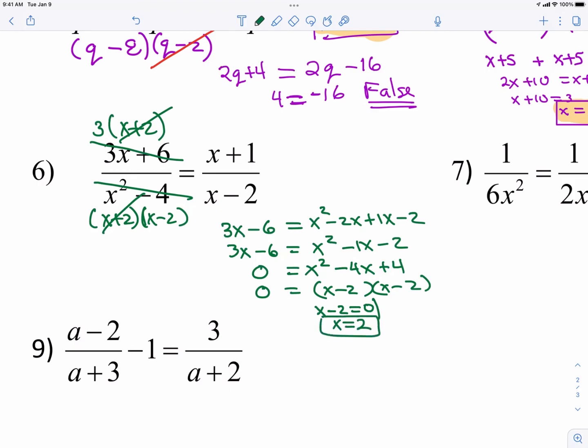So we have one potential solution, but be careful. Notice if x is 2, what happens in this denominator? If x is 2, then x minus 2 becomes 0, which means that fraction becomes undefined. So we thought that there was a solution of x equals 2, but it isn't, because it makes the fraction undefined, and therefore there is no solution, because x cannot equal 2. So no solution.